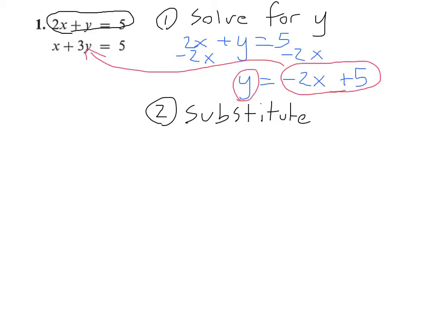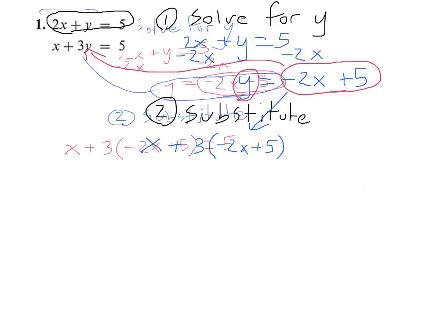And so this is what we're going to get. We get x plus 3, and then parentheses, because where this y used to be, we're going to write in this new negative 2x plus 5. And always use parentheses, okay, so you don't forget that the 3 is multiplied by everything. Okay, and that's equal to 5. Alright, now the third step is we're going to solve for x.